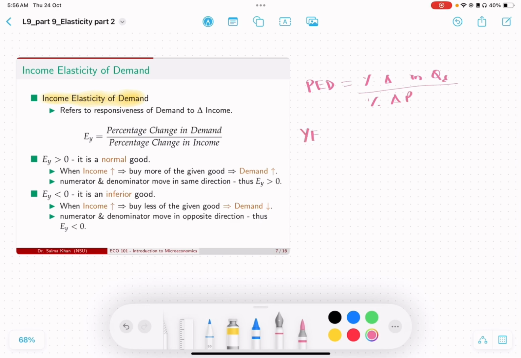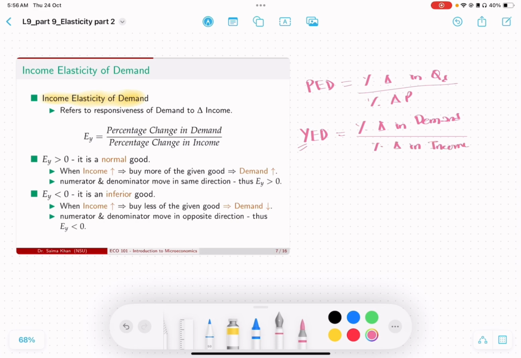The income elasticity of demand, and remember in economics, when we want to talk about income, we call it Y. That's the symbol. Well, the income elasticity of demand is just going to be percentage change in demand due to a percentage change in income.